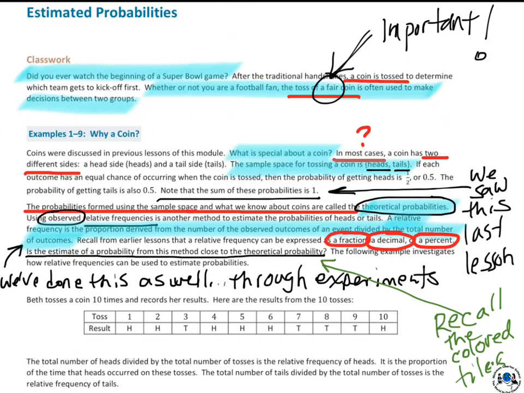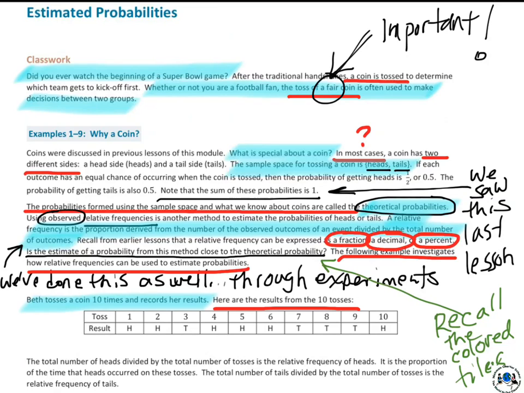So what did we have? I think we had like 300 different outcomes. So that was a pretty big sample. All right. Anywho, you can estimate probability through trials, like the experiments we've done. Now, the following example investigates how relative frequencies can be used to estimate probabilities, kind of testing the accuracy.